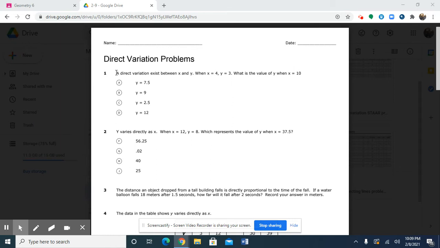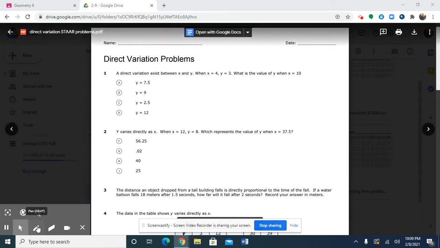When we're talking about direct variation, we're talking about a proportion, meaning two things that we can set equal to each other. It doesn't really matter the order. We can either do x over y, or we can do y over x. It really doesn't matter. So I'm going to go ahead and do x over y. So what this tells us is that when x is equal to 4, y is going to be equal to 3.